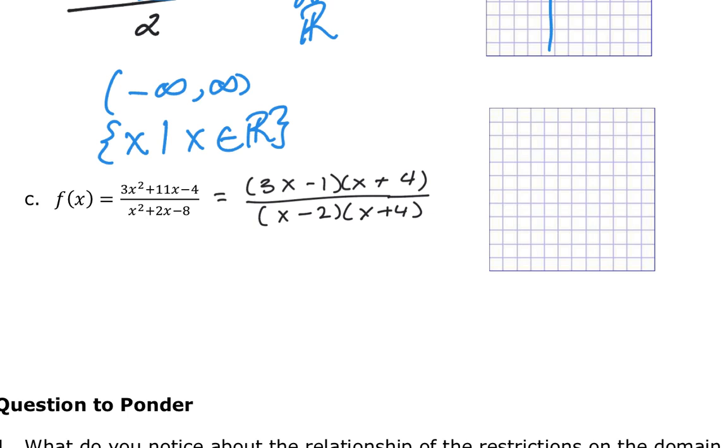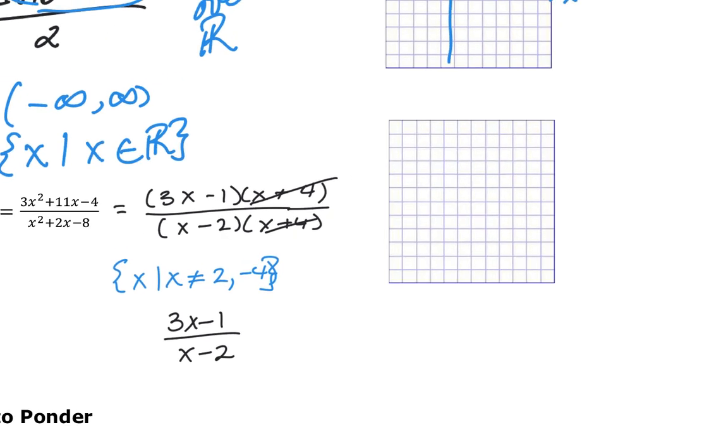Before I do any cancellations, I do set my denominator equal to 0, and what I'm going to get from my restricted domain is x cannot equal positive 2 or negative 4. Now what I'm going to do is go ahead and do those cancellations, and I end up with just 3x minus 1 over x minus 2. I go out and graph this.